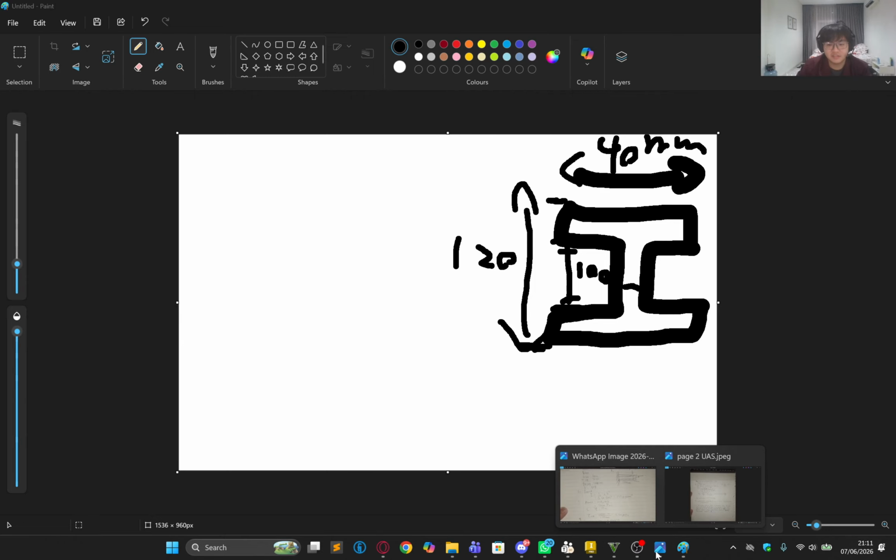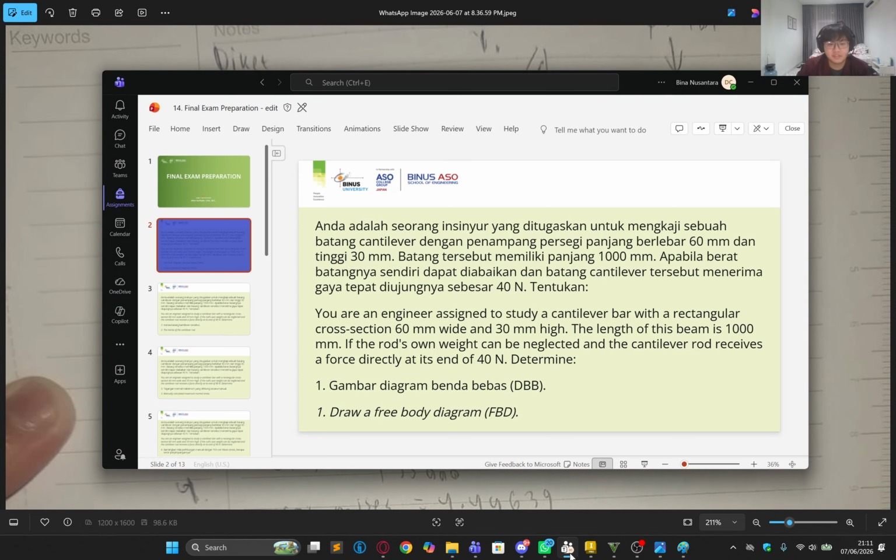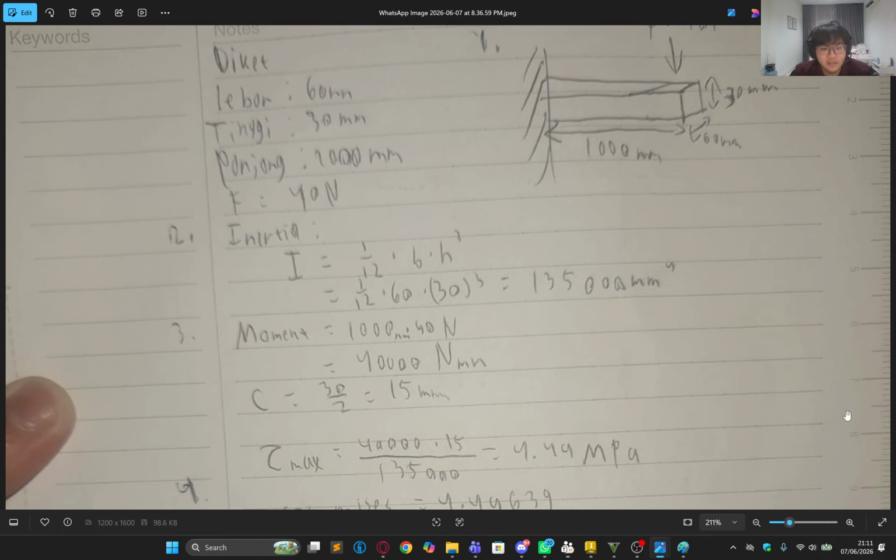inertia. Find the moment of inertia of the cantilever rod. And to do that, we use the rectangular formula for inertia, which is 1/12 times width times height raised to the power of 3. And after that, we get 135,000 millimeters raised to the power of 4.